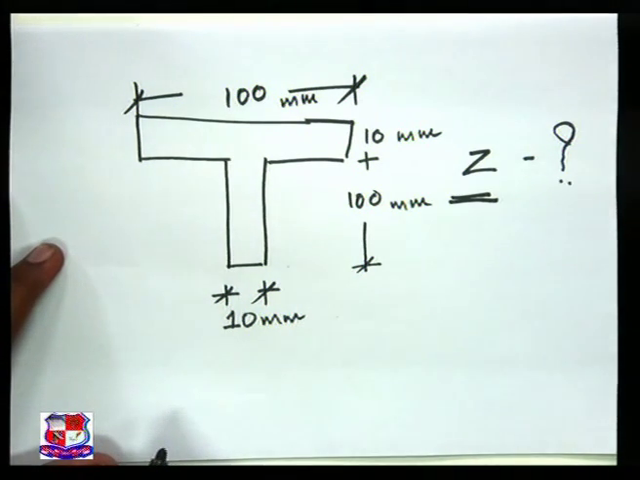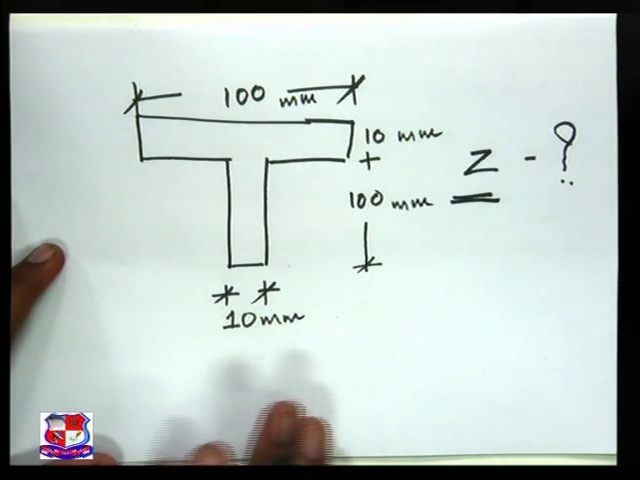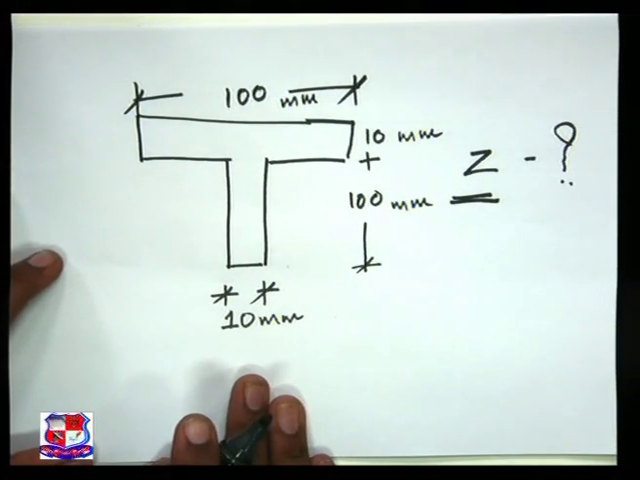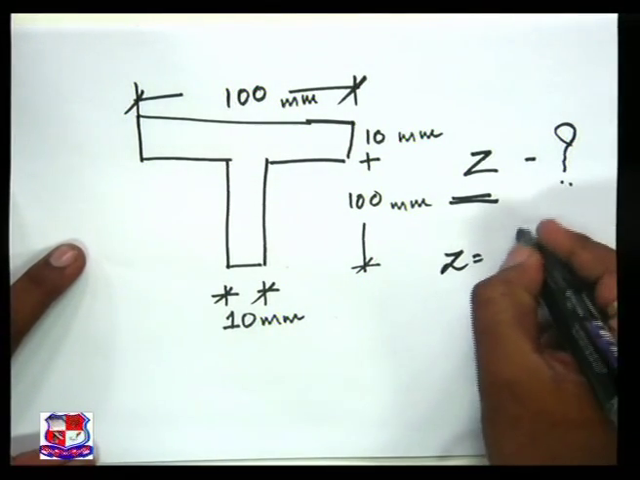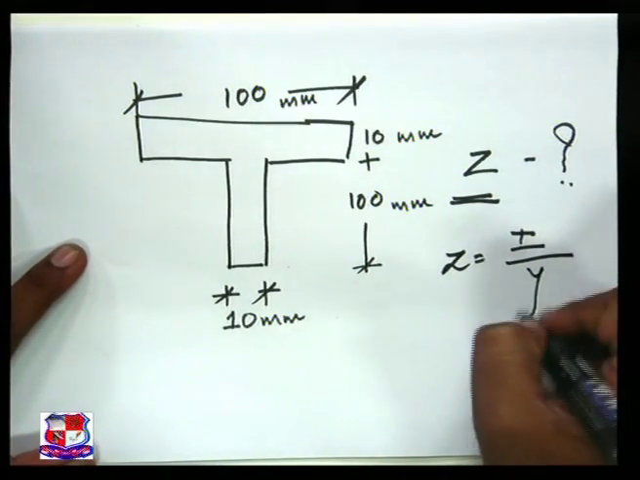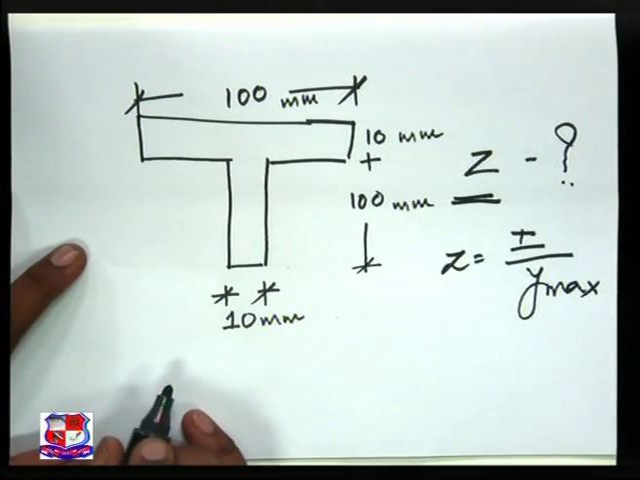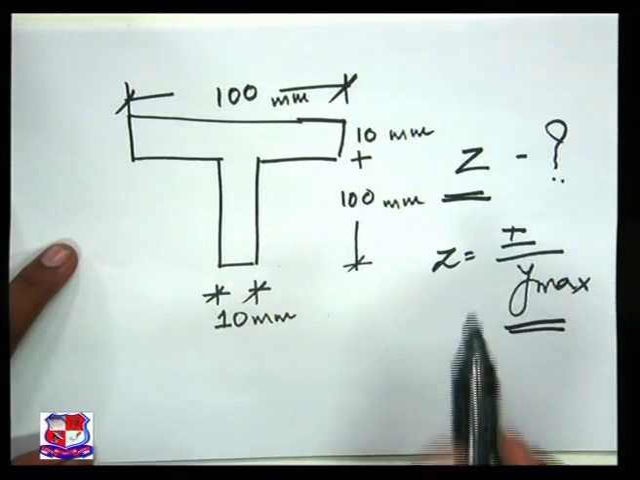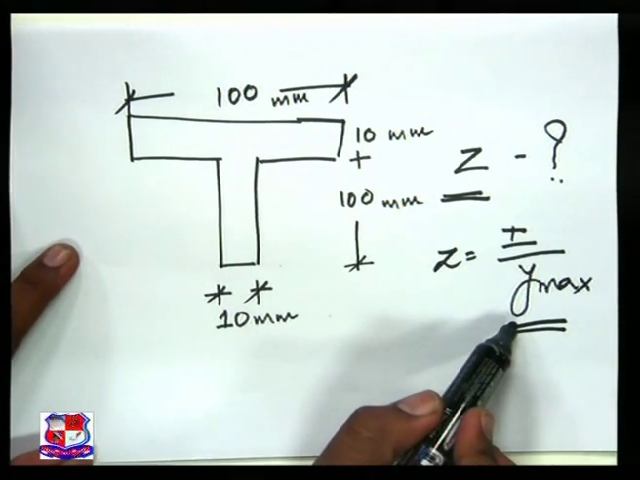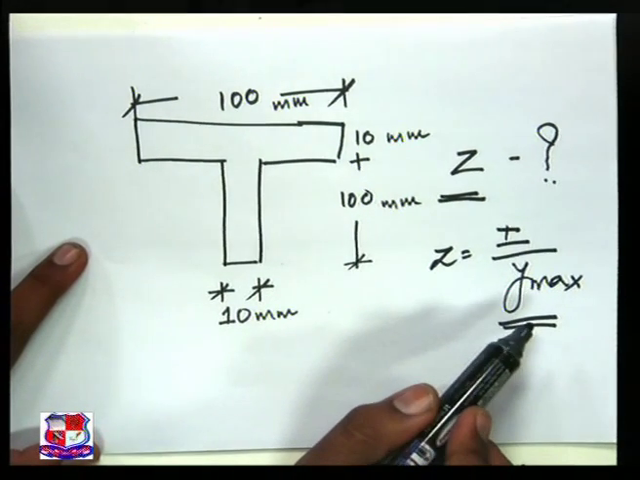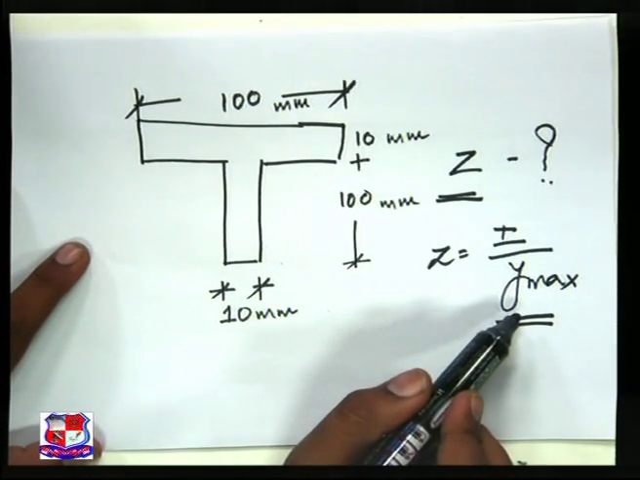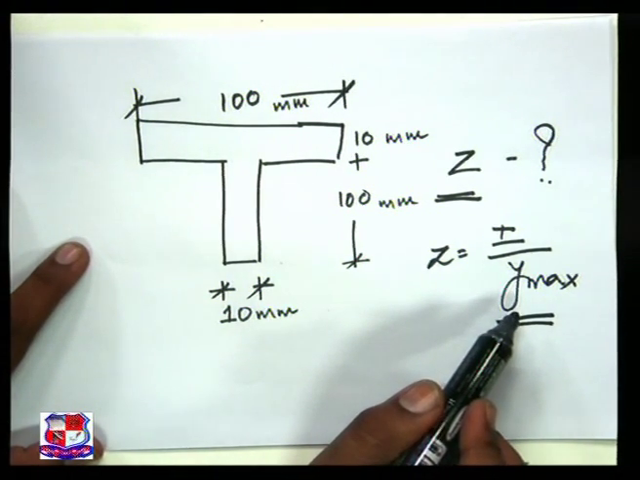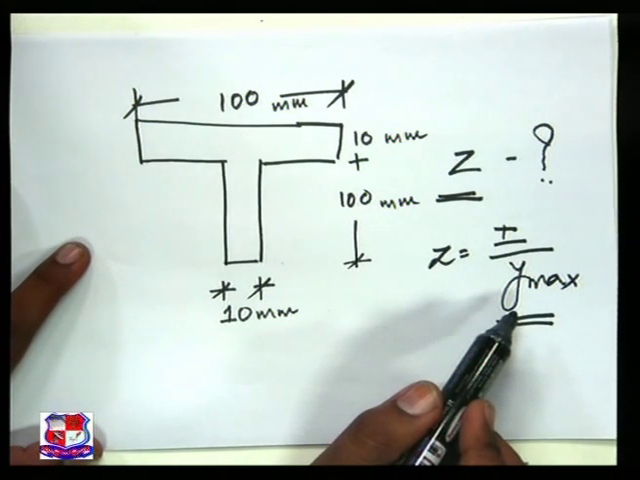Now, how to find out the Z for this particular section? To find out the value of Z, we know the formula Z is equal to I by y max. So, I have to find out I as well as y max. To find out the y max, it is most important for me to find out the CG of a section.